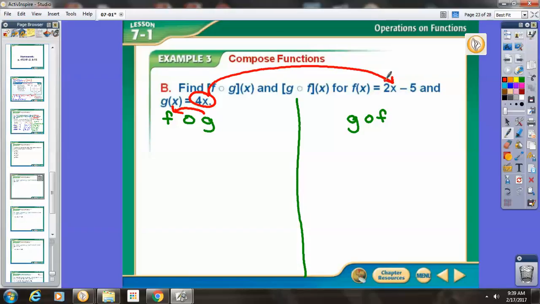We've done this, haven't we? We've put a monomial into a function before. We're going to put 4x into this function. You guys with me? No?